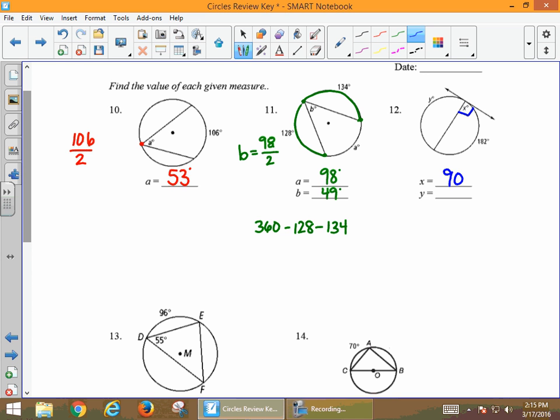Now to find Y, I just think about this circle as being this arc, which is 182, plus Y. And a whole circle has to add up to 360. So when I take 360 and I subtract 182, I get my answer of 178 degrees.